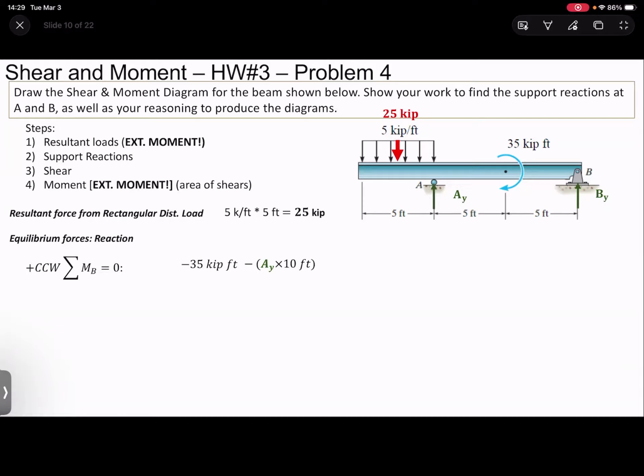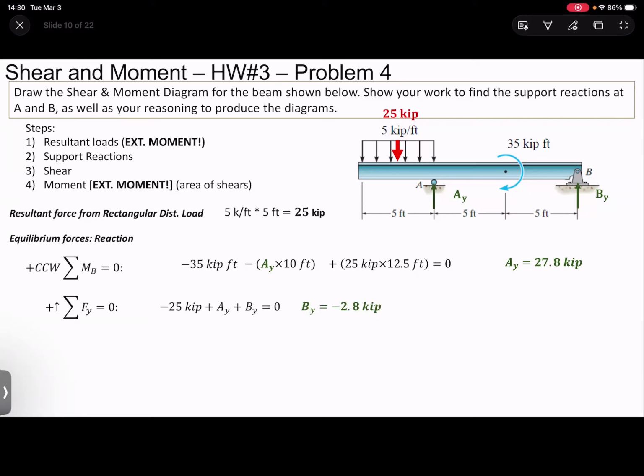Since I said counterclockwise is positive, this is a negative kip-foot as shown there. So the AY is acting 10 feet away, and we don't know the value of AY, but it is causing a negative direction because it's clockwise. And then the 25 kip resultant force is acting 12.5 feet away, and this is causing a counterclockwise rotation at B. So that is going to be a positive value. So we solve for AY of 27.8 kip.